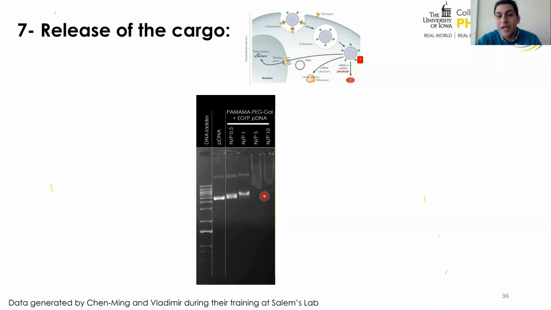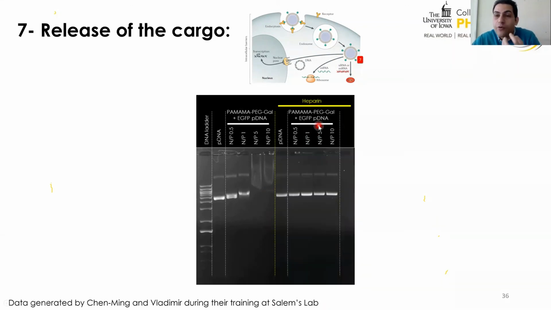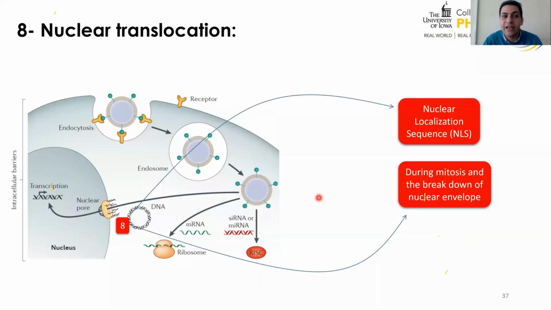So what we do here is we add heparin to our formulation at a specific concentration. And if our formulation can release our DNA, you will see the band down here. As you can see here, when heparin is added, your formulation is able to release all of its DNA content. And inside the cells, there are a lot of negatively charged molecules like heparin that are endogenously present in the cells. And once your formulation reaches the cells, they will start binding to your formulation and releasing your DNA content. And finally, the eighth barrier is the nuclear translocation.